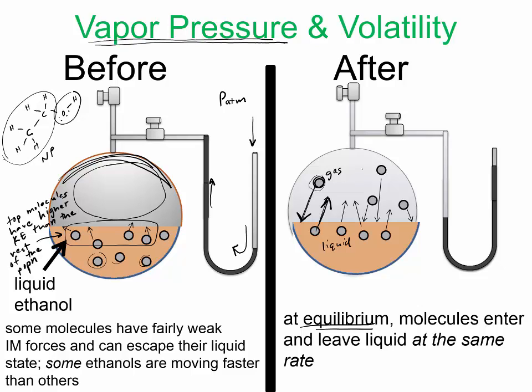So when you have fairly weak IMFs, you're going to get some pretty volatile chemicals. You'll have a certain amount of the chemical up here in this area. If you compare this device that's measuring it with what's over here, you'll see that the pressure inside here has resulted in a push down on this column.